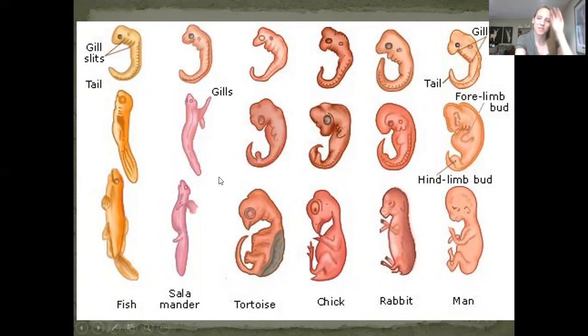But then as we develop further here, if we're looking at the human, it looks a lot more like the rabbit and the chick and the tortoise than it does the fish and the salamander. And if we go on even further into the embryonic development, that human looks a lot more like the rabbit than it does the chick or the tortoise. And all of that makes sense. We are more closely related to other land-dwelling species than to aquatic species, and we are most closely related to other mammals compared to birds or reptiles. Though I do think the tortoise has the cutest embryo.